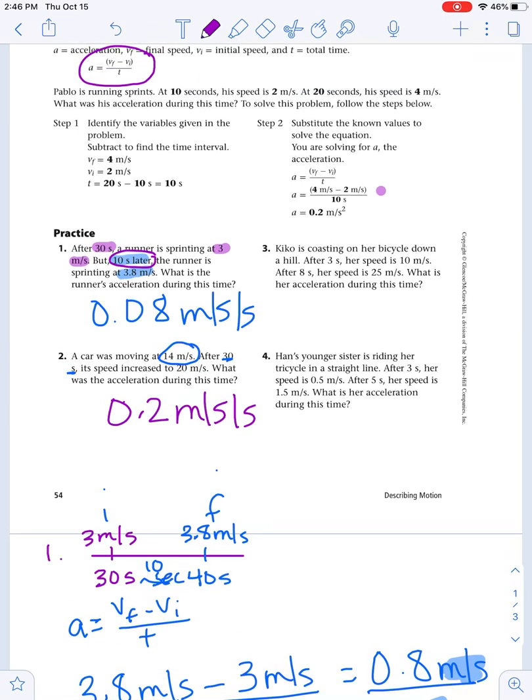Kiko is coasting on her bicycle down a hill. After 3 seconds, her speed is 10 meters per second. After 8 seconds, her speed is 25 meters per second. What is her acceleration during this time? So our acceleration is during this time right here.